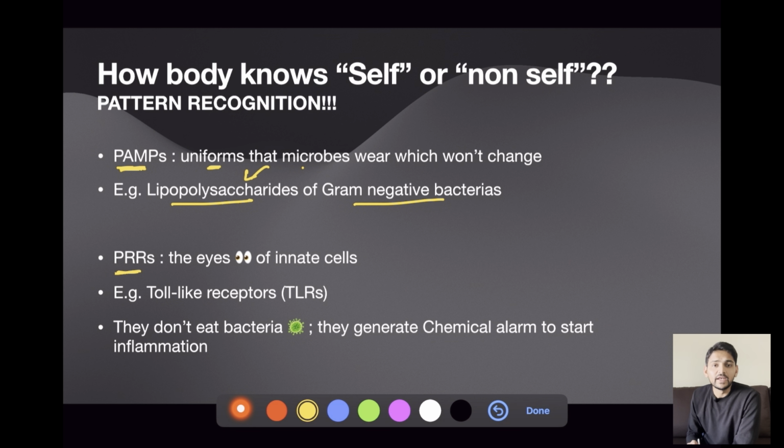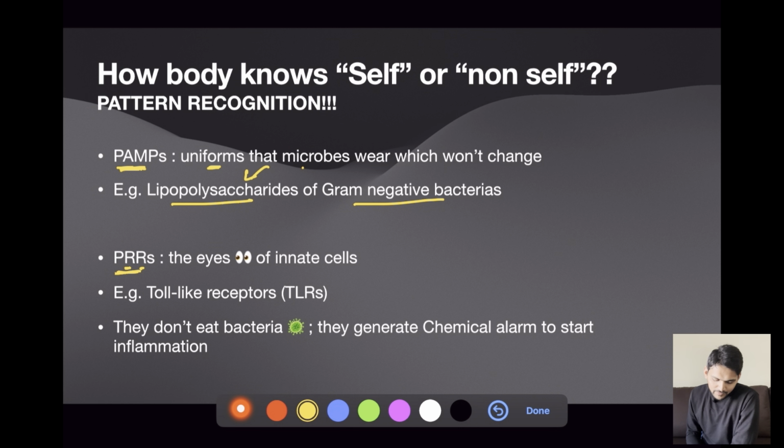The eyes of innate cells will be looking at these invaders. If anyone is seen in these uniforms, that is in that particular pattern, they will immediately notice that. So this is called pattern recognition receptors. For example, toll-like receptors, you might be already aware of.